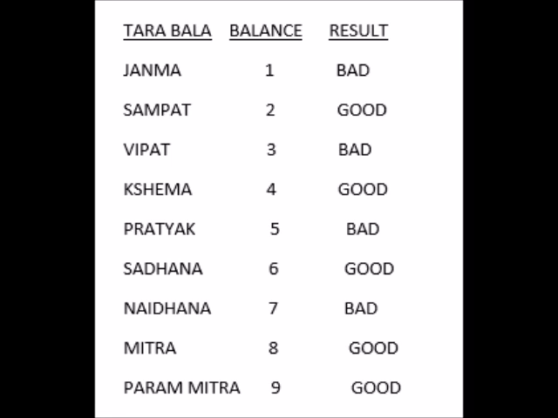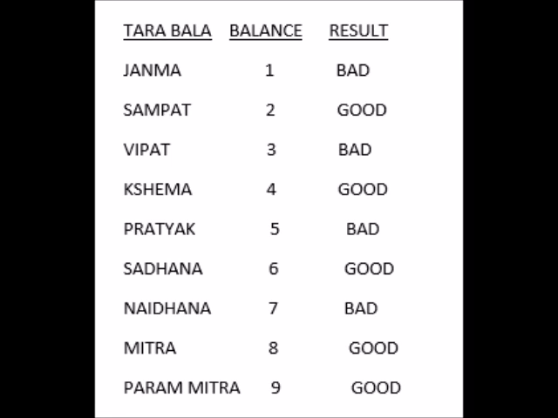As a general rule, please look at this table. If the balance is 1, it means not good. If the balance is 2, it means good, actually very good, especially for business. A balance of 3 is not good at all. A balance of 4 is good and safe. A balance of 5 is not good. A balance of 6 is good, actually very good. A balance of 7, not good. A balance of 8, you get a Mitra Tara number, which is good. A balance of 9, you get a Paramamitra Tara, which is very good.